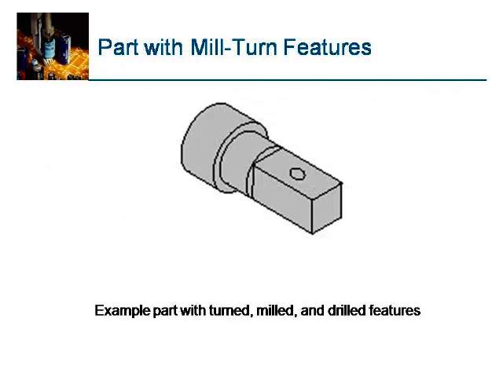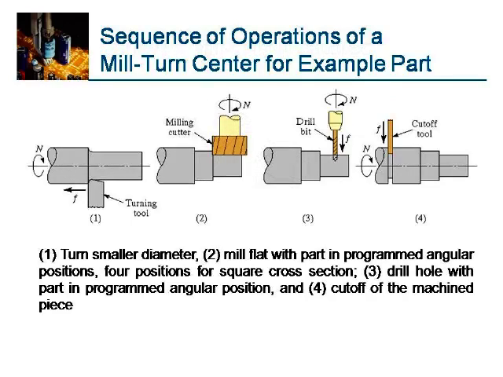You see here this is this typical part being produced on a mill turn center. Here we have turning features of this part, and these are the milling features. Sequence of operations of a mill turn center, for example part, how to do. Turning tool is used to turn these components, and milling cutter is used to mill this thing, and a drill bit is used to cut this, and the cut-off tool. Turn smaller diameter, mill flat with part in programmed angular position, 4 positions for square cross section, drill hole and cut off the machine piece.